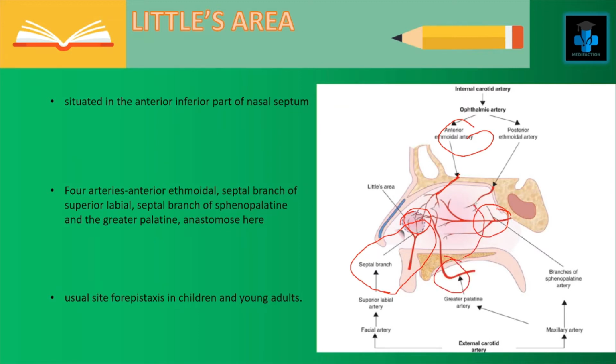So all these arteries come here and anastomose at this anterior inferior part known as Little's area. So why is this very peculiar? This is peculiar because it is the usual site of epistaxis in children and young adults.